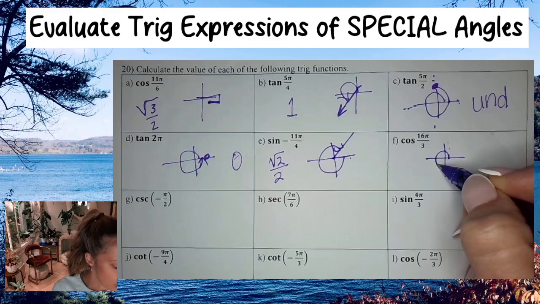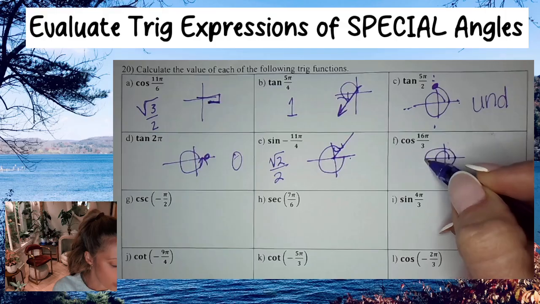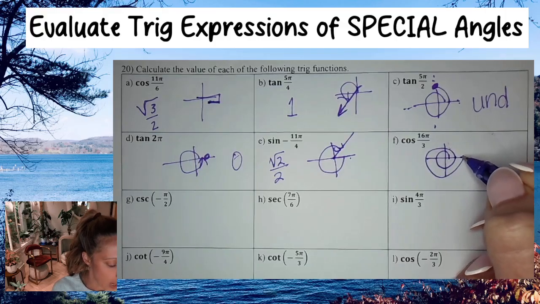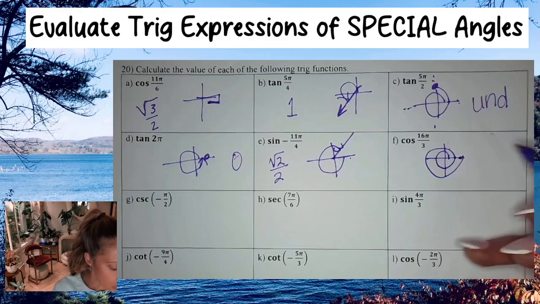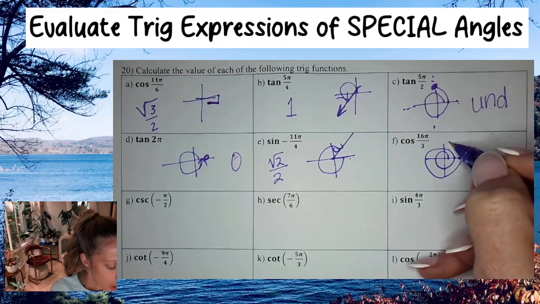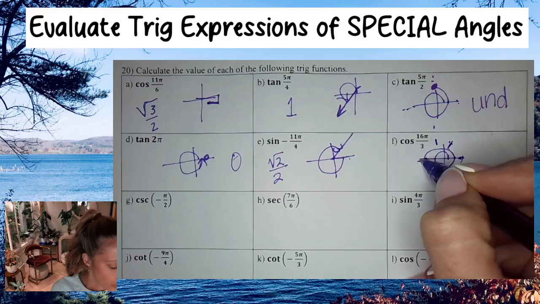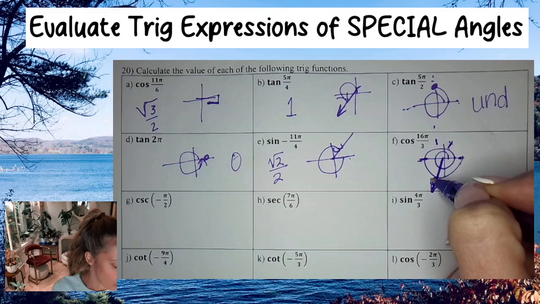16 pi over 3. Pi over 3 will be tall and skinny like a tree. That's 2 pi, so it's 6 pi over 3. Another loop gets me 12 pi over 3. Another loop will be too much. It's 18 pi over 3. So I'm going to count from 12, 13, 14, 15, 16. 16 pi over 3 gets me right here.